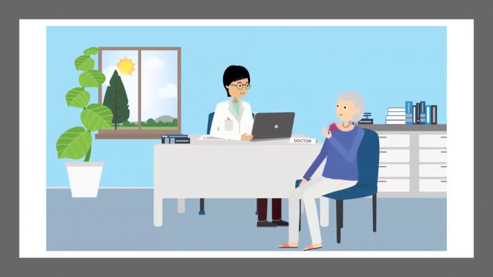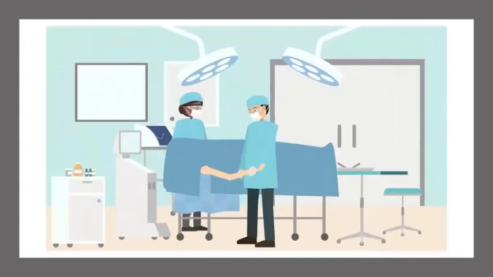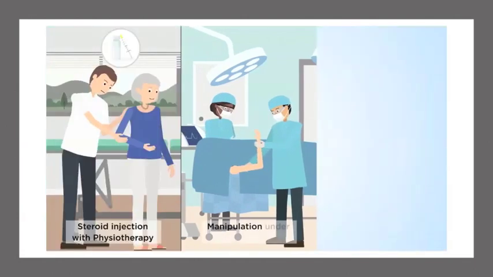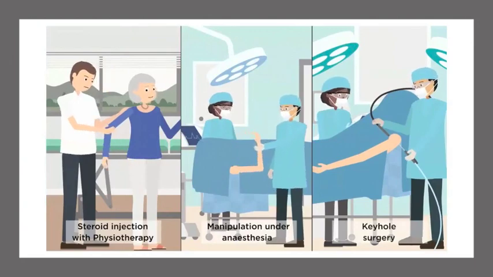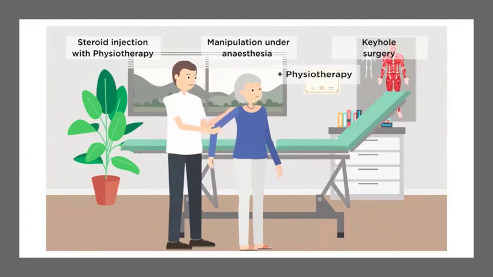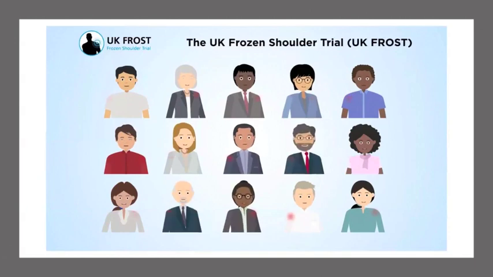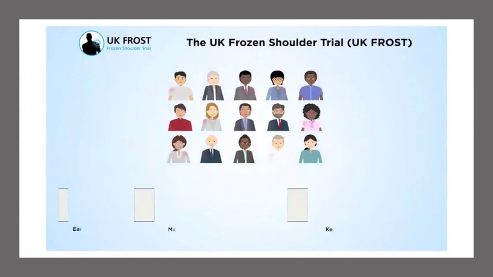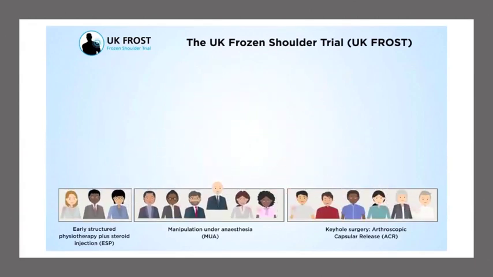For those with persistent symptoms, specialist care in hospital commonly involves a steroid injection with physiotherapy, manipulation of the shoulder under anesthesia, or keyhole surgery. Manipulation and keyhole surgery are also followed by physiotherapy to regain shoulder movements. The UK Frozen Shoulder Trial, UK FROST, compared the effectiveness of the 3 care pathways. It's the largest trial of its kind, involving over 500 patients randomly assigned to one of the 3 groups.